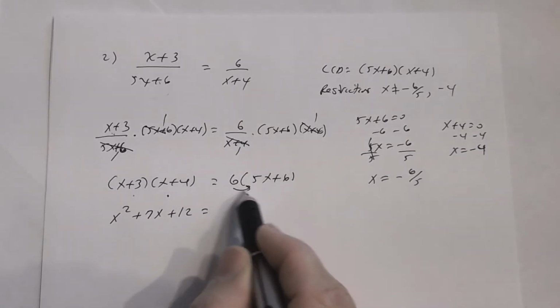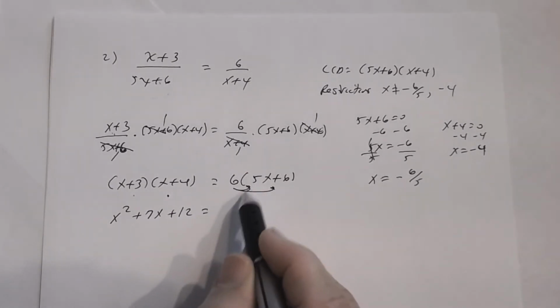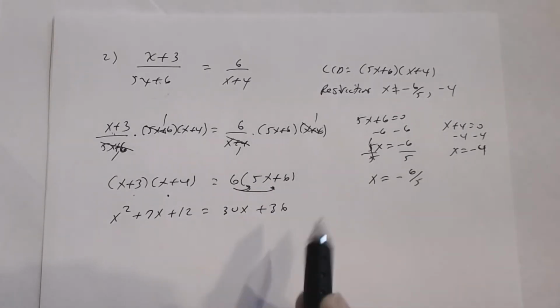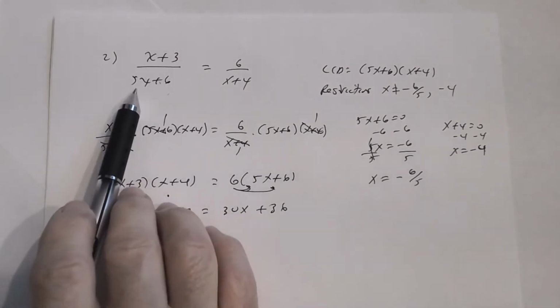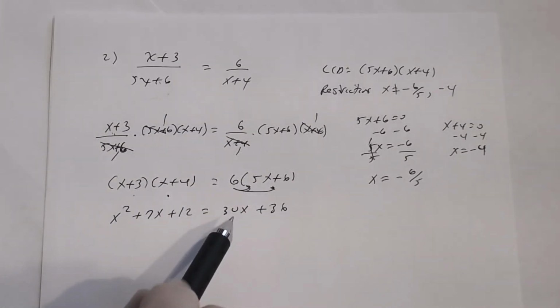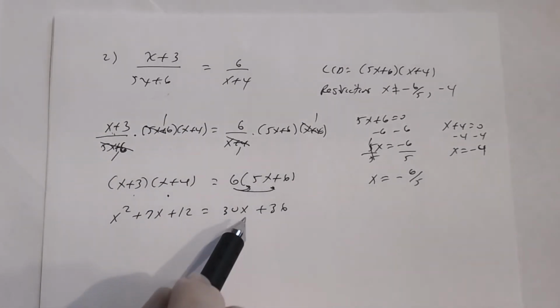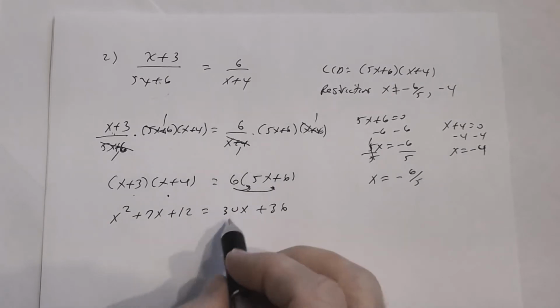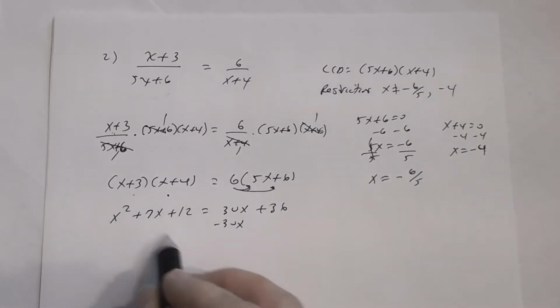Over here, if I distribute the 6, I get 6 times 5x is 30x. 6 times 6 is 36. So you see you get this quadratic equation. Now remember, I went from a rational equation to a quadratic. So to solve a quadratic equation, we need to put it in standard form. So you've got to bring every term to the left side. So let's do one at a time.